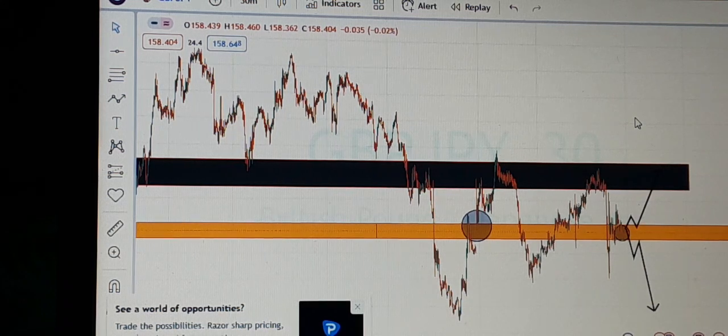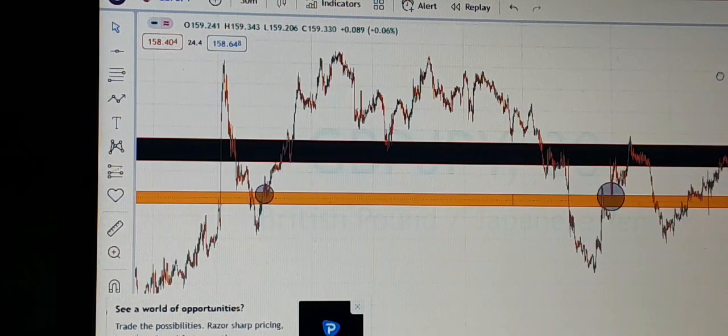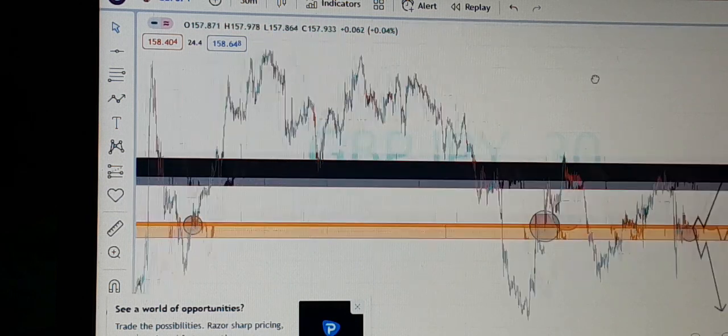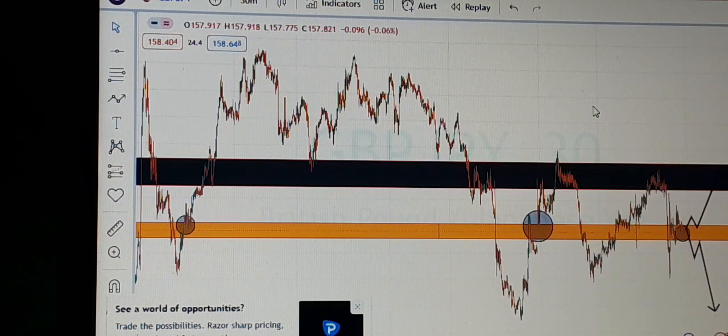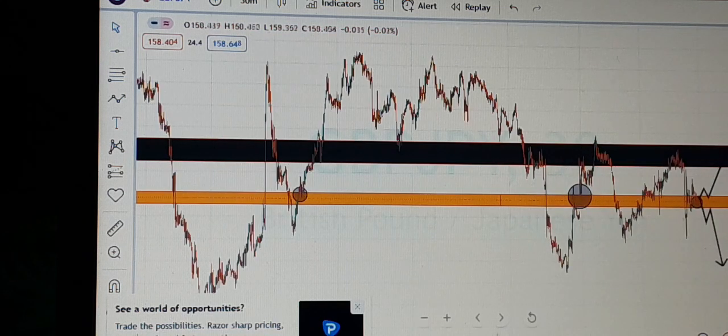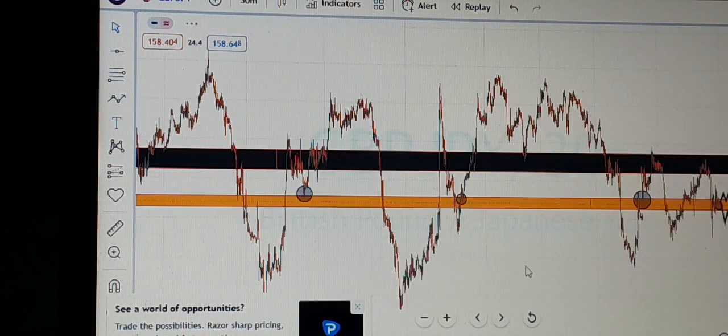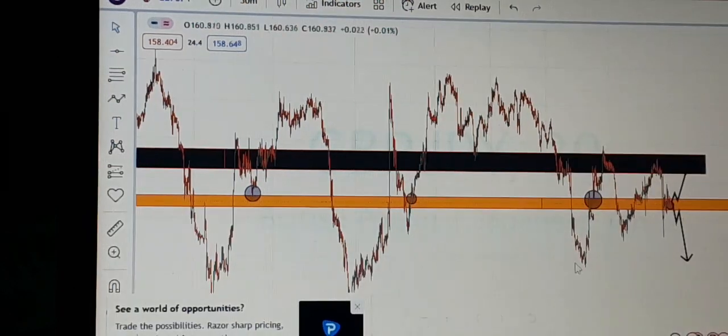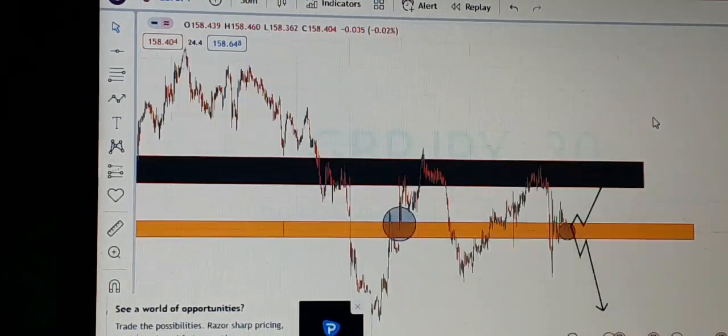If price breaks above, you're going to this particular black zone. If price breaks below, we are going to this other area right here. We are going right there. We'll be going below here.